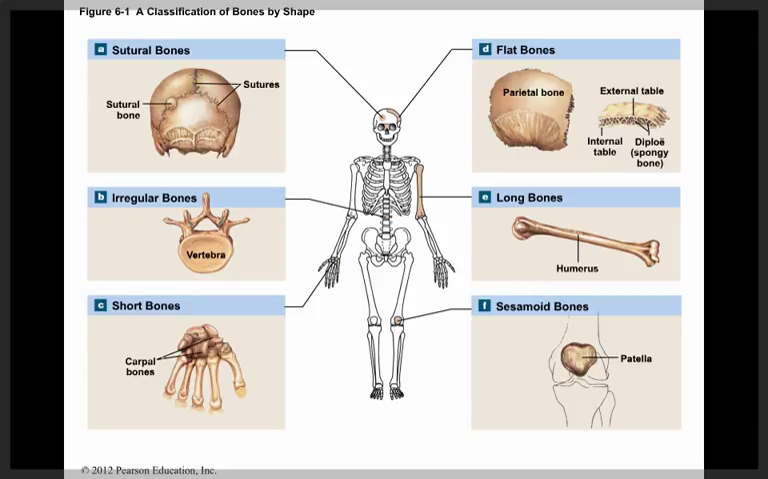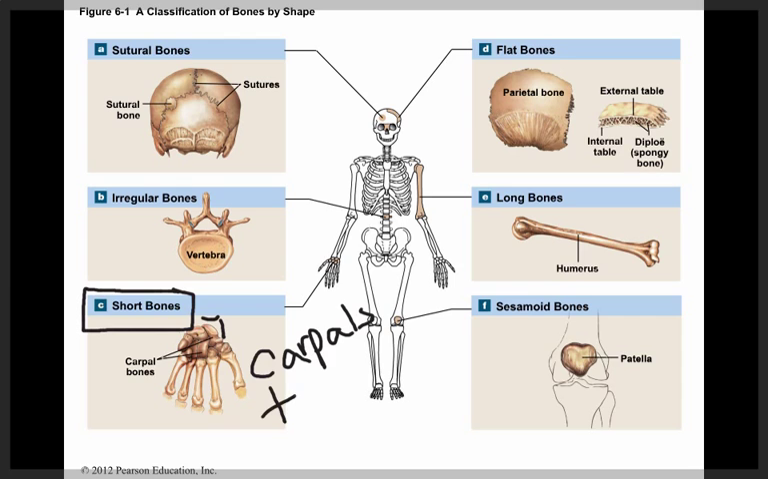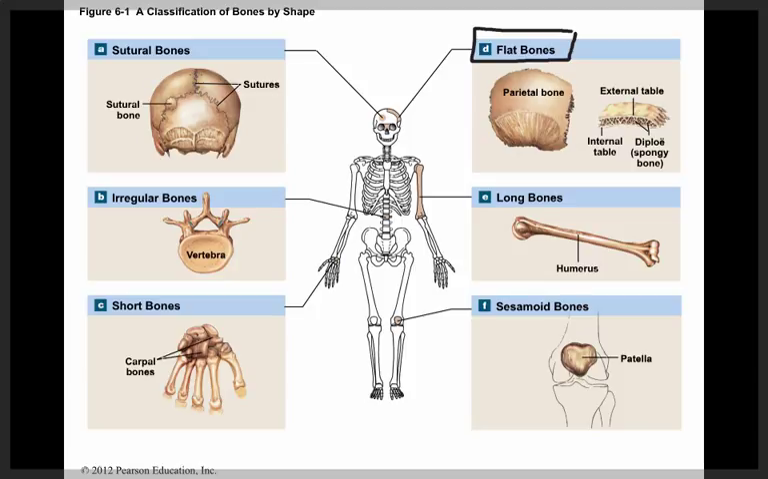The next bone shape are the short bones. The short bones are roughly equal in length as they are in width. Short bones can be found in the wrist, as in the carpal bones, and in the foot, as in the tarsal bones. The next bone shape are flat bones.